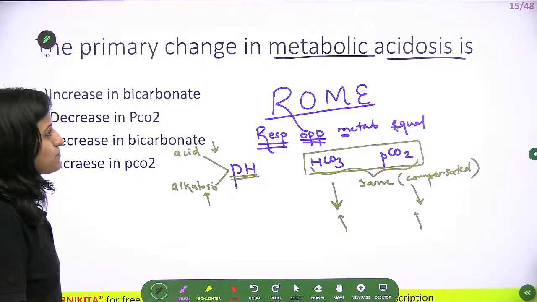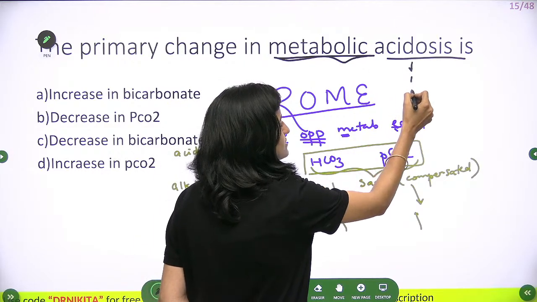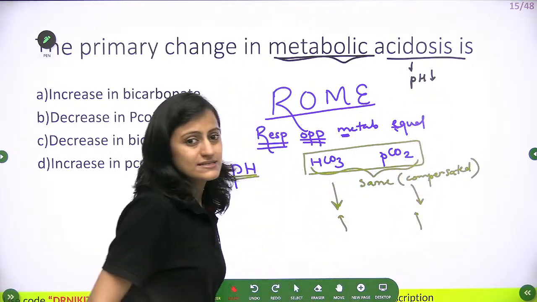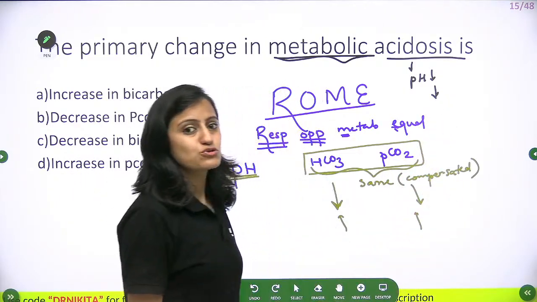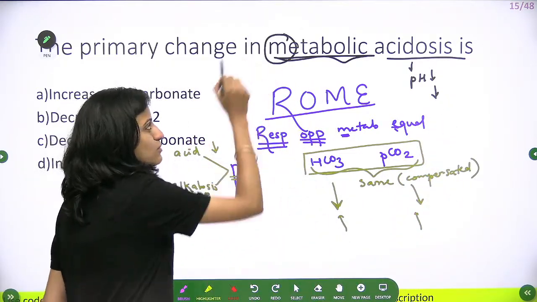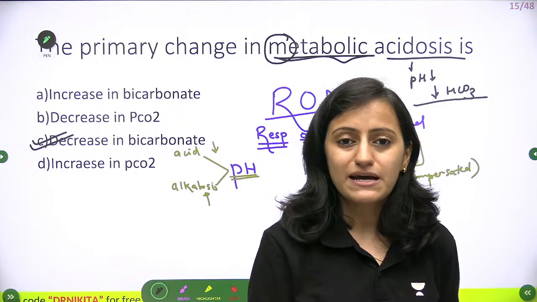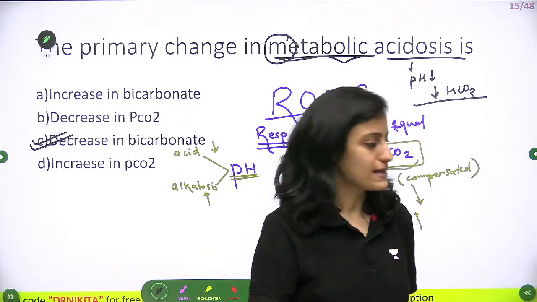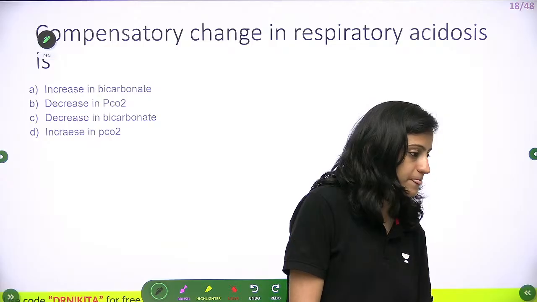So what is the question that we had? The primary change in metabolic acidosis. First of all, acidosis means pH decreases. It is metabolic, all equal. Even your bicarbonate and PCO2 will decrease. Because it's a metabolic disorder, bicarbonate is primary. So the primary change is going to be a decrease in bicarbonate. That's why the answer is going to be C. Because in metabolic disorders, the primary change is in bicarbonate. Is this clear with everyone? Let's go to the next question now.